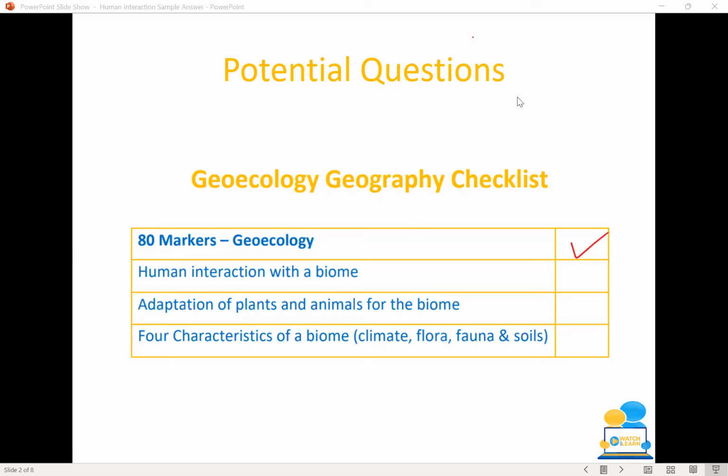As we can see, those are 3 particular geoecology questions or topics that can come up. So we can have adaptation of plants and animals in the biome, 4 characteristics of biome as well. But the one that we're focusing in on here is going to be human interaction with a biome. So that's what we're going to be focusing in on here today. So we'll get straight into it now and start looking at a sample answer.